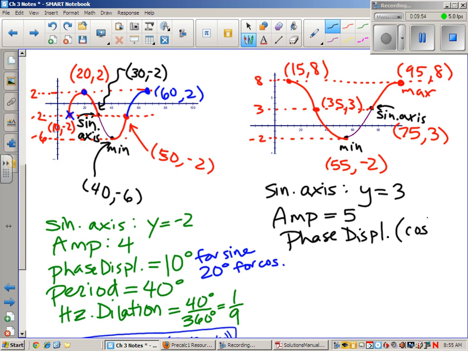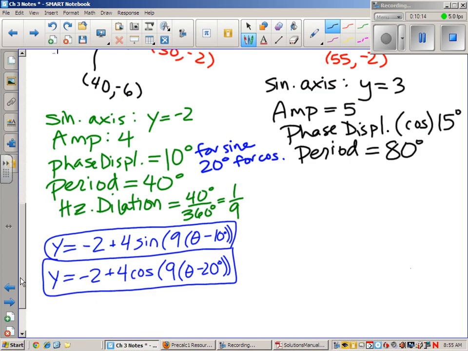again, if I'm using cosine, that's going to be 15 degrees, okay? And then period. Okay, it starts at 15, it goes to 95, subtract those, I get a period of 80 degrees to go through one full cycle. Okay, so my horizontal dilation, again, I made it smaller than the regular period.